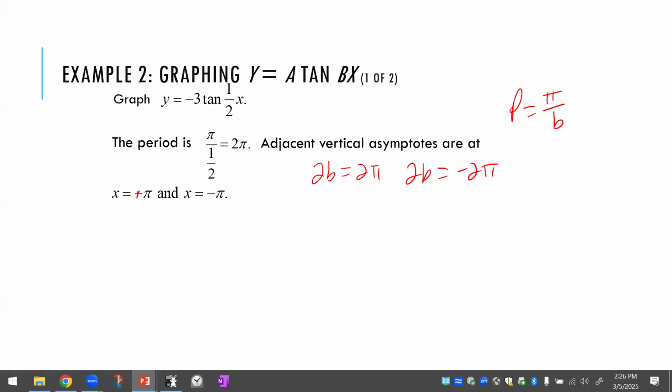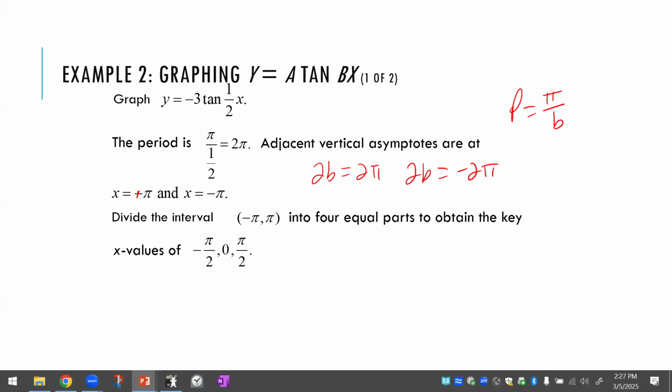So, reason being here, we now have pi divided by half, which means our period is 2 pi long. So it's taking it a little longer to repeat the pattern, right? And then this was a typo, I put the plus there. Now we have 2b equals 2 pi and 2b equals -2 pi, which means that our asymptotes are at positive pi and negative pi.